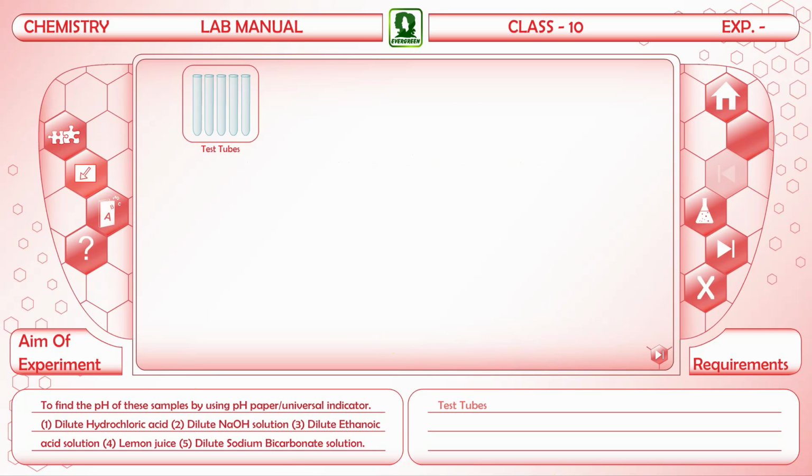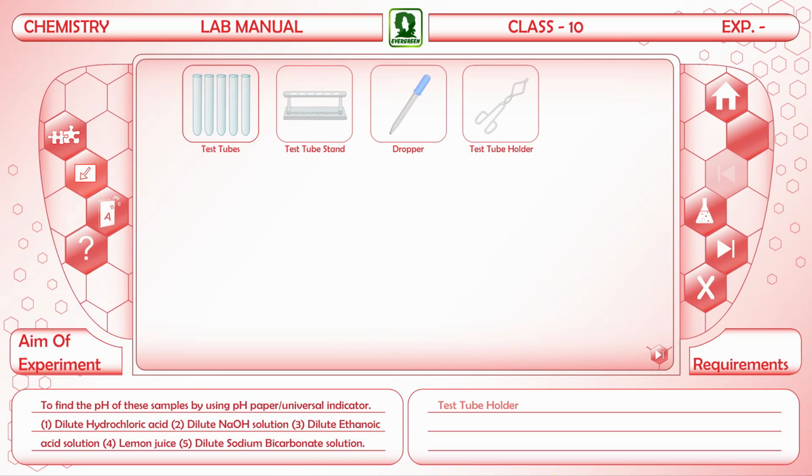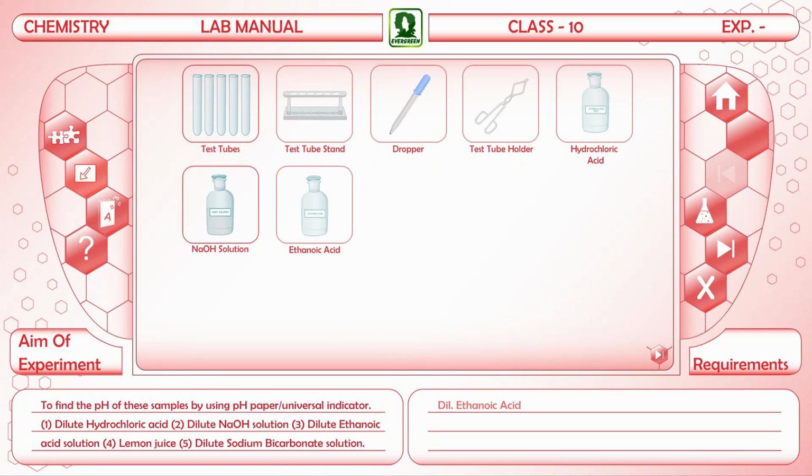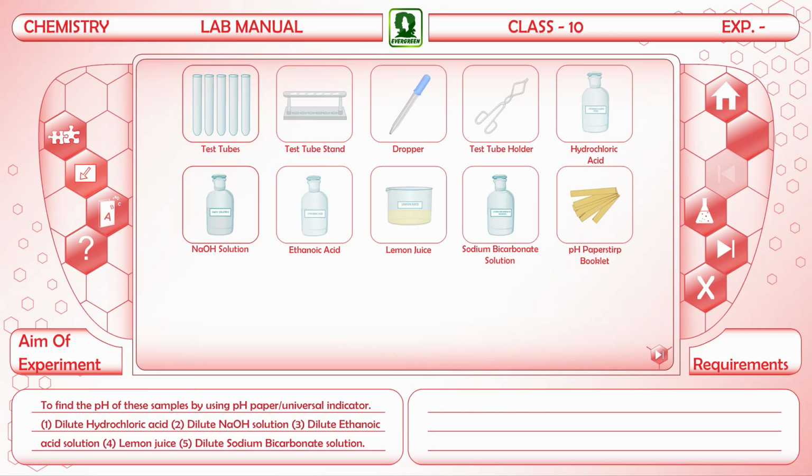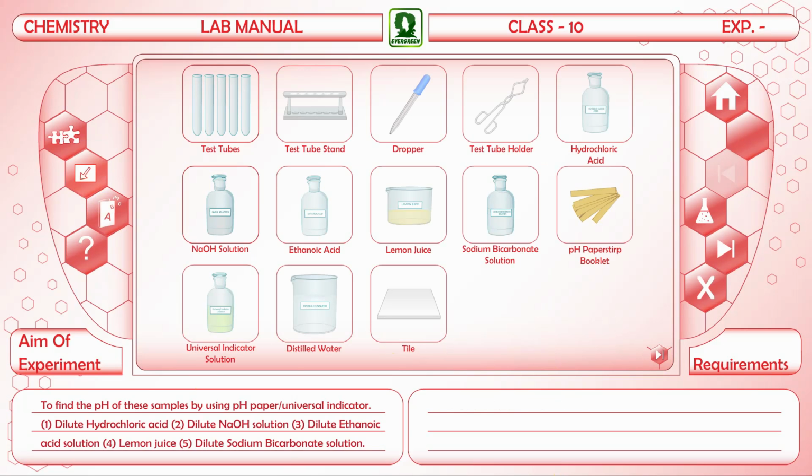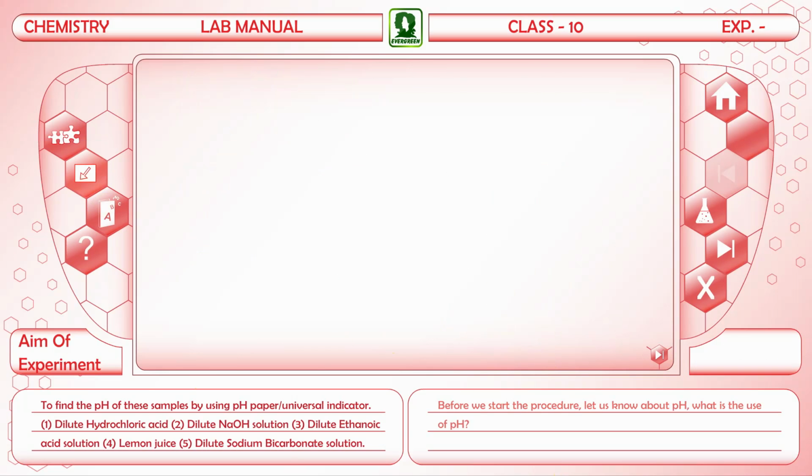Requirements: test tube stand, dropper, test tube holder, dilute hydrochloric acid, dilute sodium hydroxide solution, dilute ethanoic acid, lemon juice, dilute sodium bicarbonate solution, pH paper strip booklet, universal indicator solution, distilled water, glazed white tile, standard pH color chart, and marker. Before we start the procedure, let us know about pH.